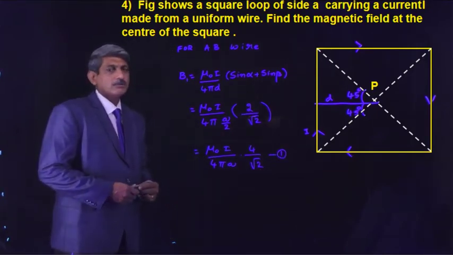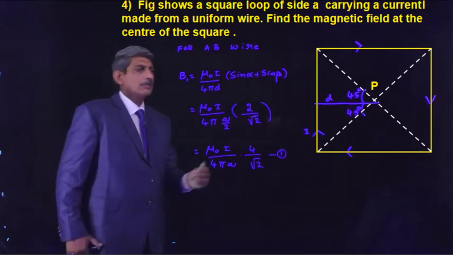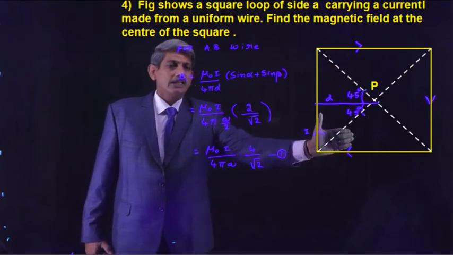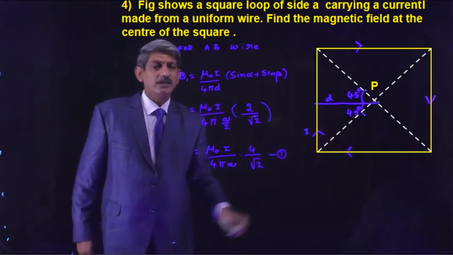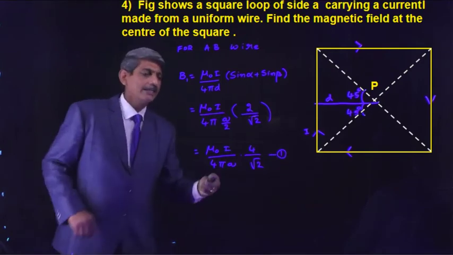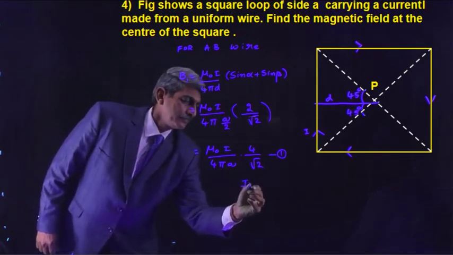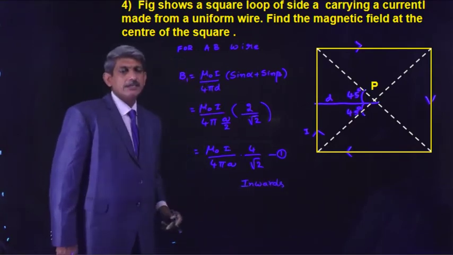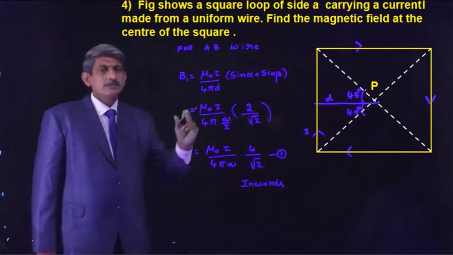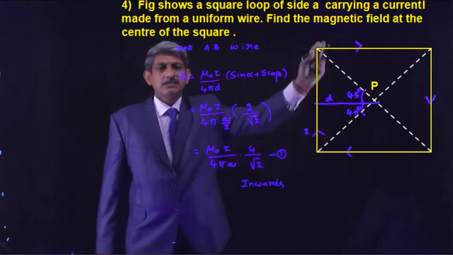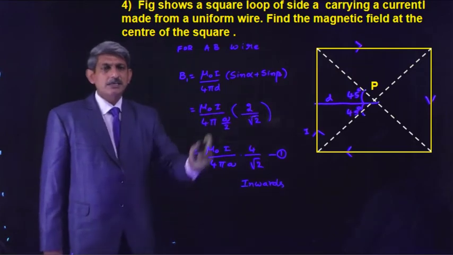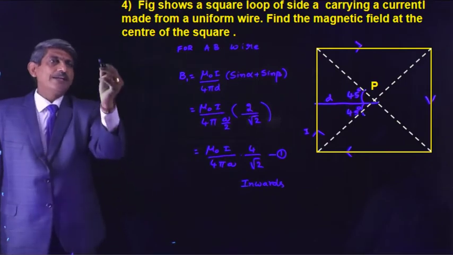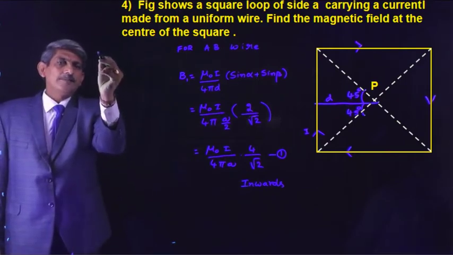Okay? Now, according to the right hand palm rule, if the thumb is placed in the direction of the current, then the curling fingers give the direction of the magnetic field. Here the direction of the magnetic field is directed inwards. So we determined the magnetic field produced by the AB wire. Okay? This side AB is considered. Due to that, we determined the magnetic induction value. Similarly, find the magnetic induction produced by the BC wire.